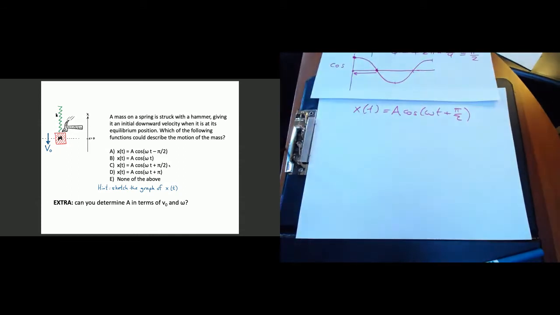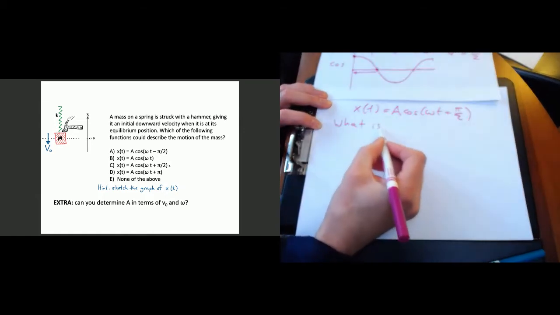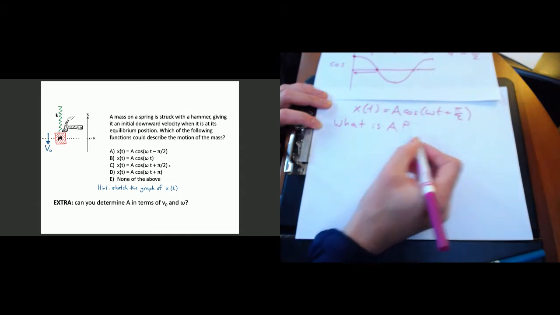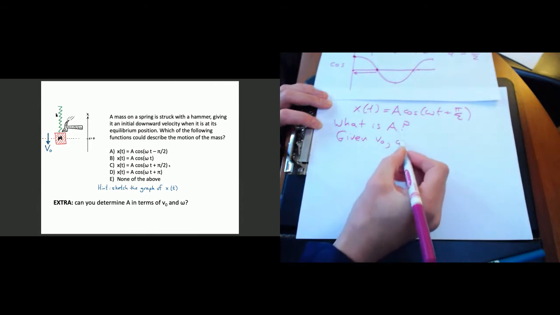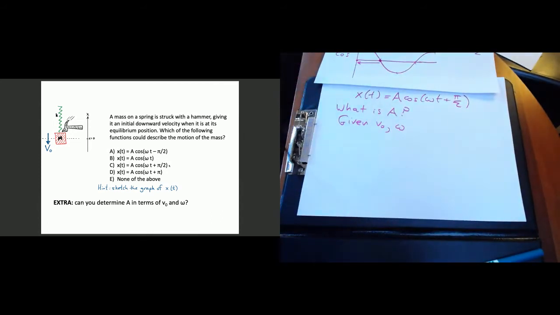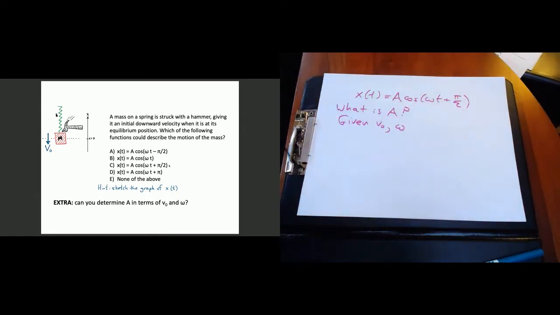And now we can consider the extra part of this question, which is, can we determine the amplitude given this initial downward velocity of magnitude v0 and given the angular frequency omega? So this is our next question. What is A? We're given v0 and omega. And so to answer this question, what we want to do is understand first, what is the velocity as a function of time?